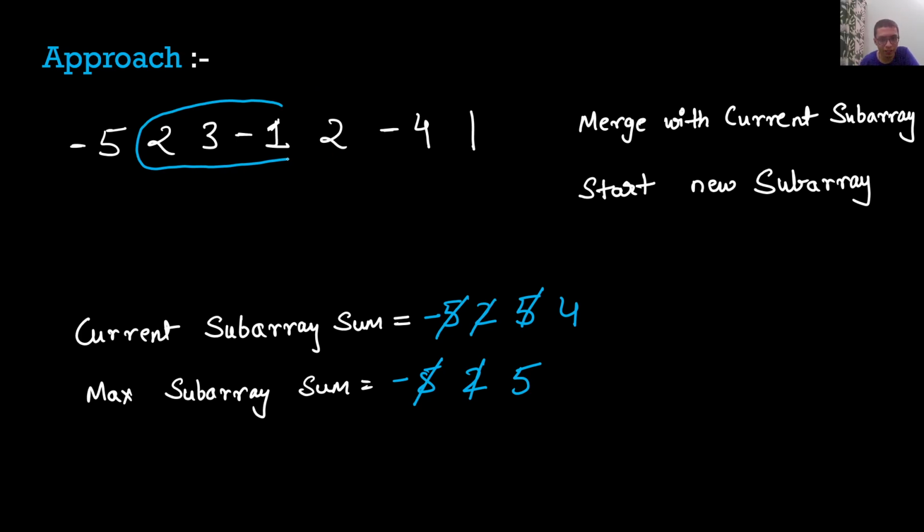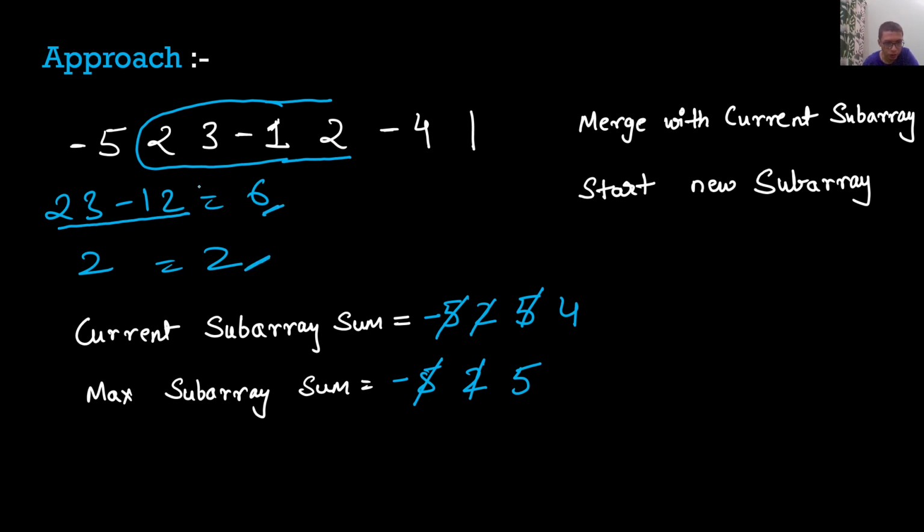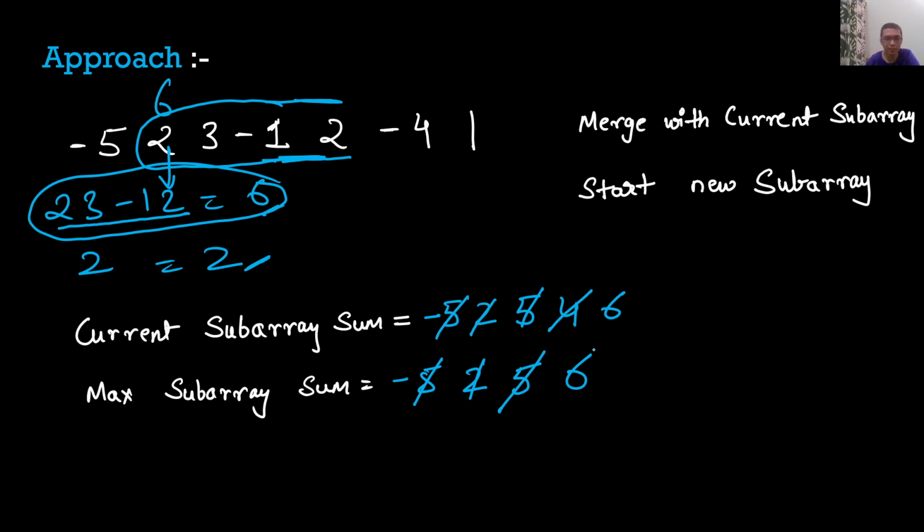So now we have this 2. So I can either merge this 2, so I can have 2, 3, -1 and 2, or I can only have 2. This first subarray is going to have a sum of 2 plus 3, which is 5, 5 minus 1 is 4, 4 plus 2 is 6. And the second subarray is going to have a sum of 2, right? Clearly 6 is greater than 2. So we'll go on with the first subarray, right? Hence, I'll merge this 2 with the current subarray. So this is now my current subarray having a sum of 6. So now my current subarray sum is 6. And also my max subarray sum was 5, so I'll change it to 6.